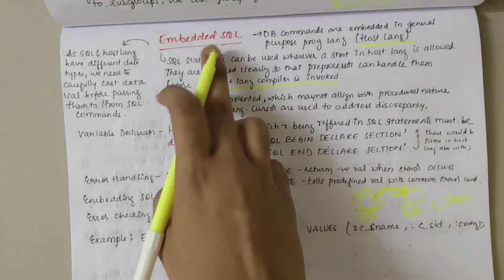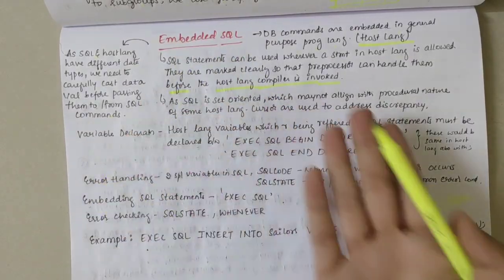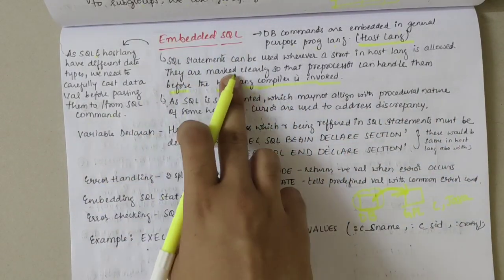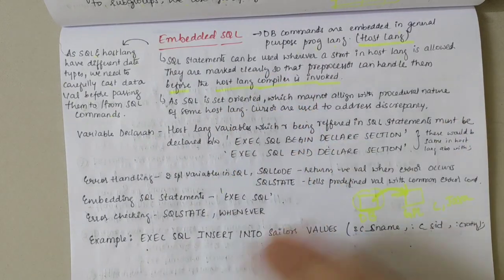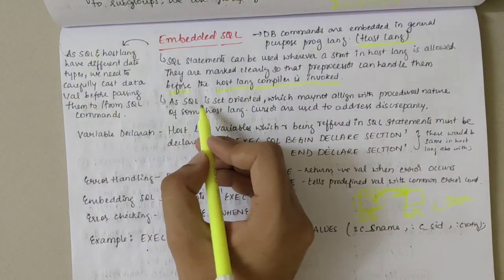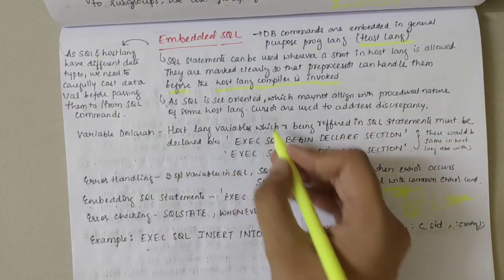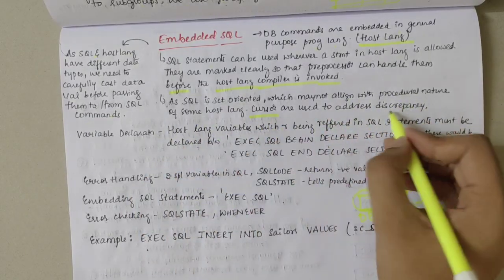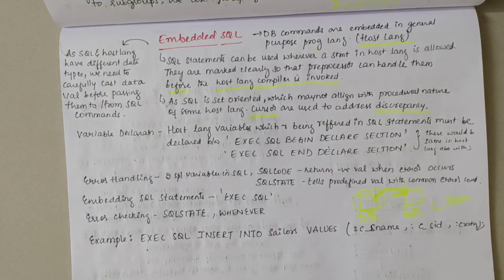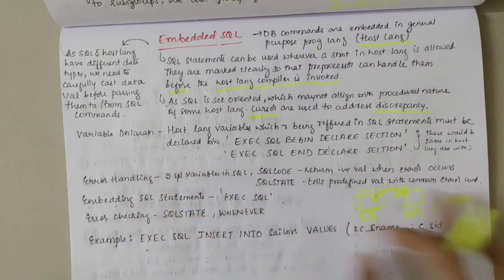we don't want the SQL commands to get compiled there. So they are marked carefully. That's why a preprocessor can easily identify them. As SQL is set oriented, which may not align with the procedural nature of some host languages, cursors are made use of to address the disparity. We'll look into what a cursor is in a further video.